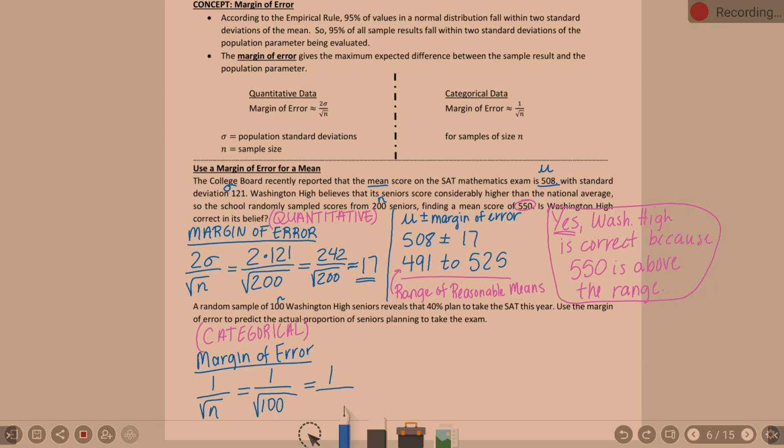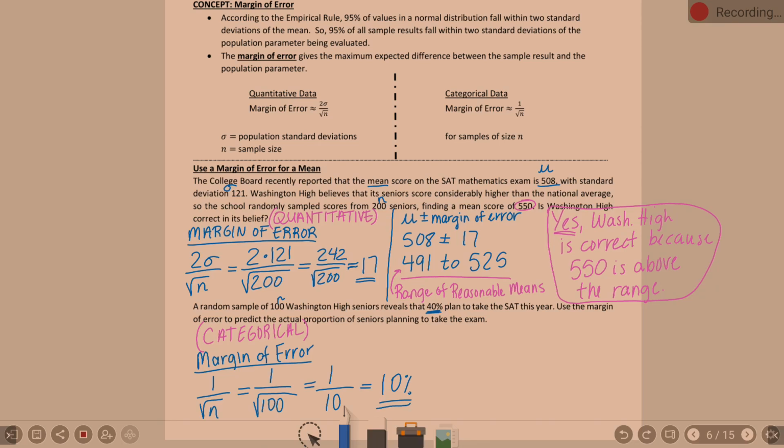Now, based on the fact that they gave me a percent, let's change 1/10 into a percent in this scenario. What is 1/10 as a percent? It's 0.1. You move the decimal 2 places right, and it is 10%. Are we okay with that?